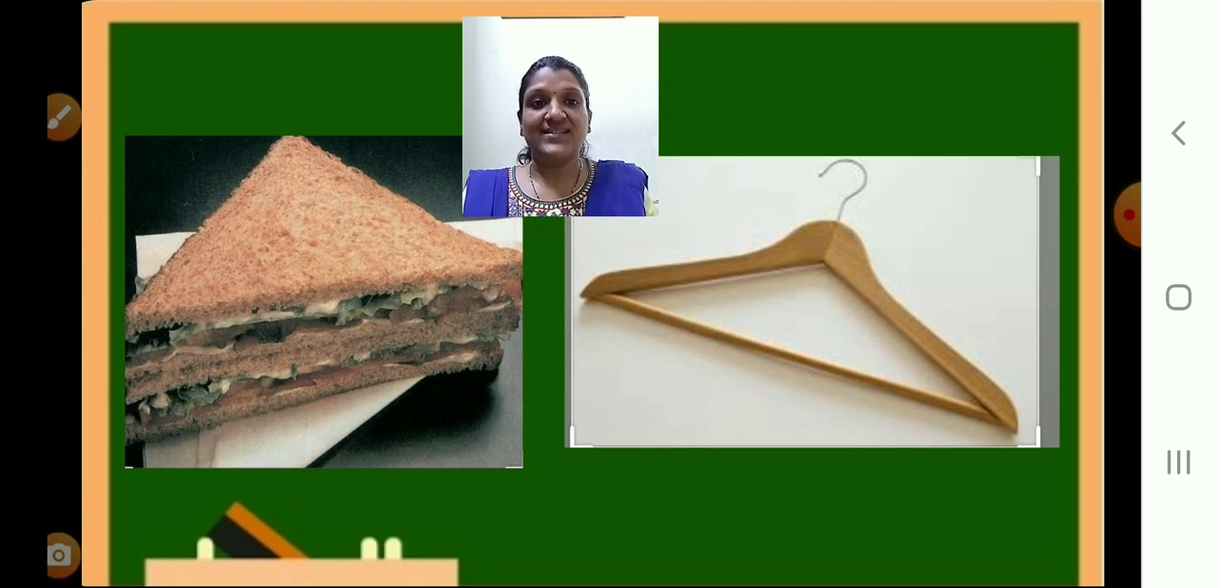See this. We eat sandwich. You eat sandwich. Mummy cuts it this way. Then it forms a triangle shape. Do you see? Yes. And a hanger, where we hang our clothes. That also forms a triangle shape. Have you seen? Yes. Now let's move to the next shape.